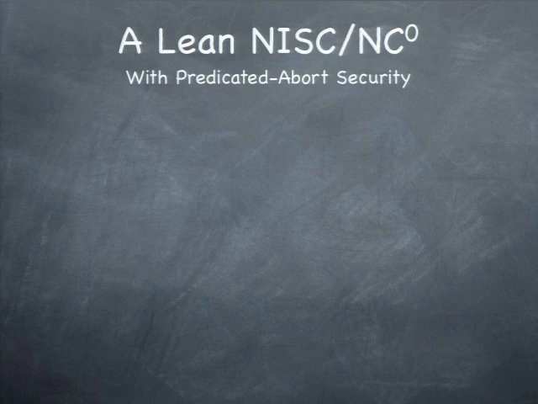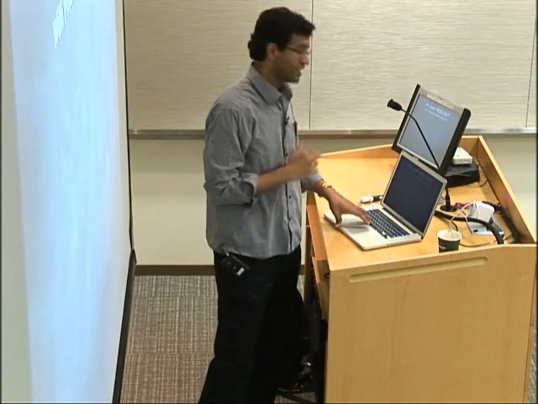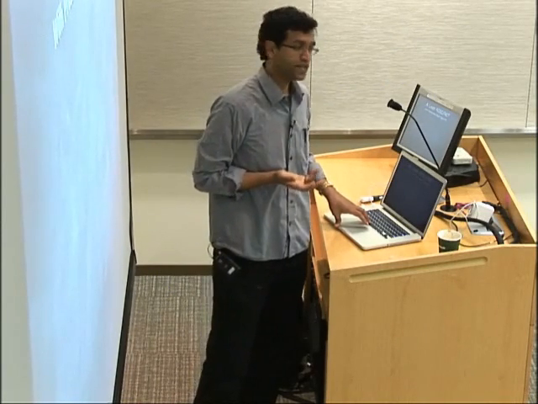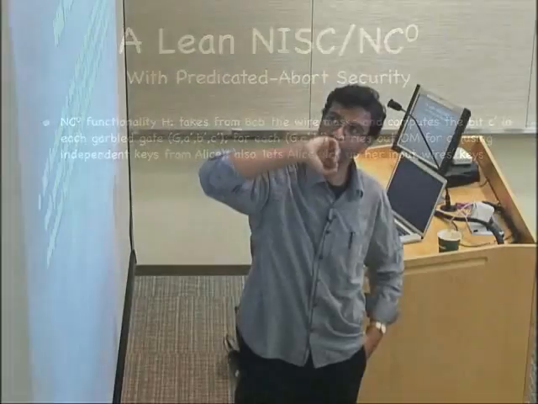Now the first of those three constructions, but I will probably just do this one. It's a very lean construction. It gets you predicated abort only though. So I said it's a NISC NC0, and I had to define the NC0 functionality.